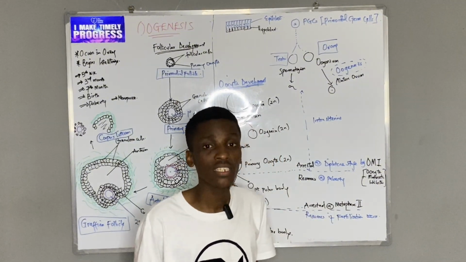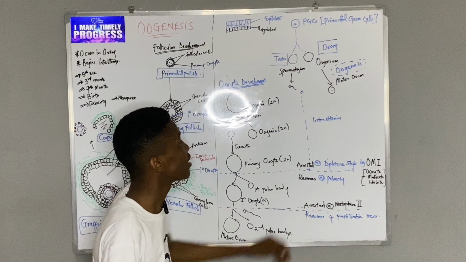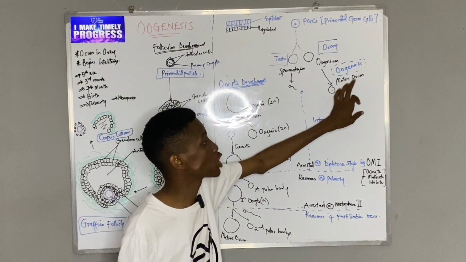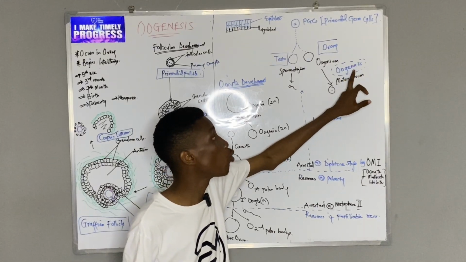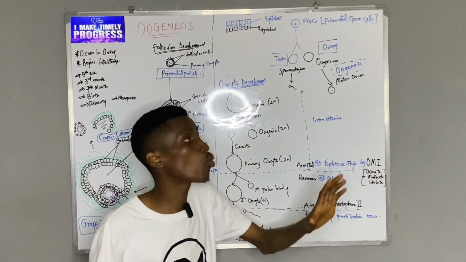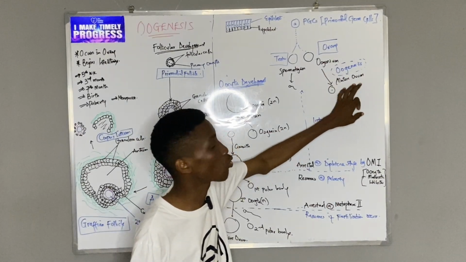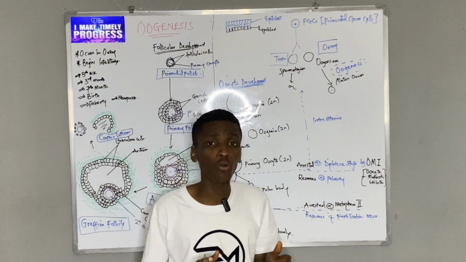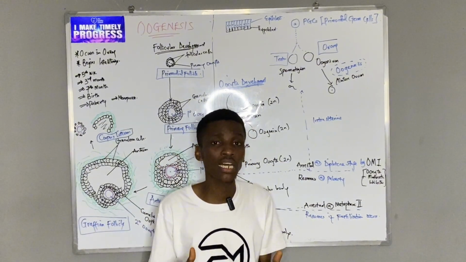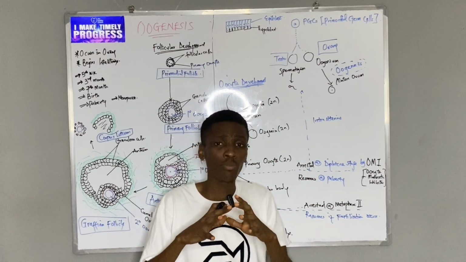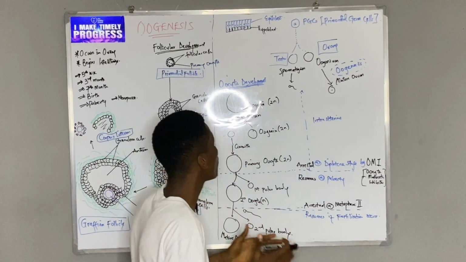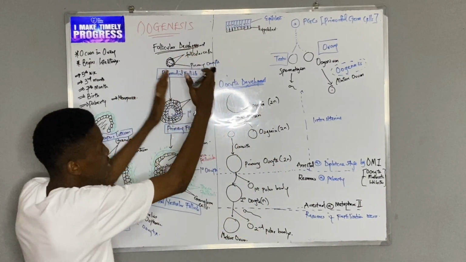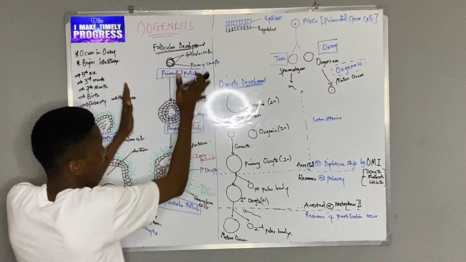Now, the process by which oogonia differentiate to form the matured ovum is called oogenesis, which is what we are going to learn today. But for the sake of clear understanding, I'll be talking about it in bits. So I've broken it down into oocyte development and follicular development.